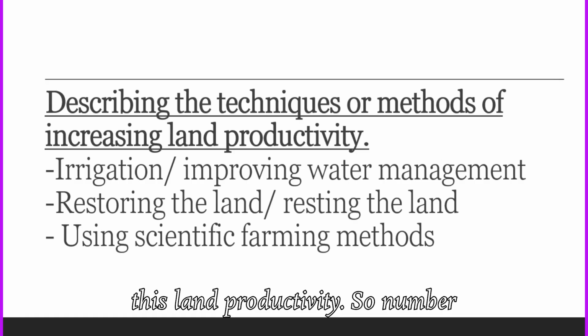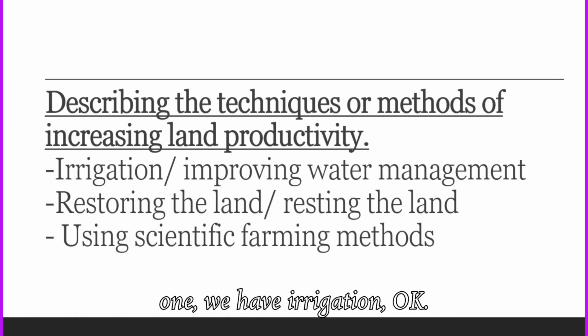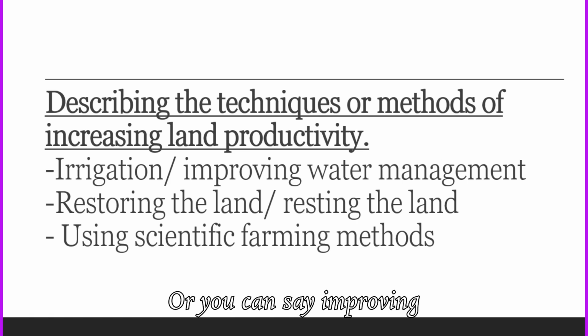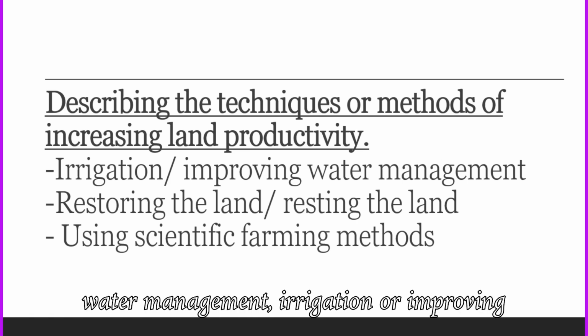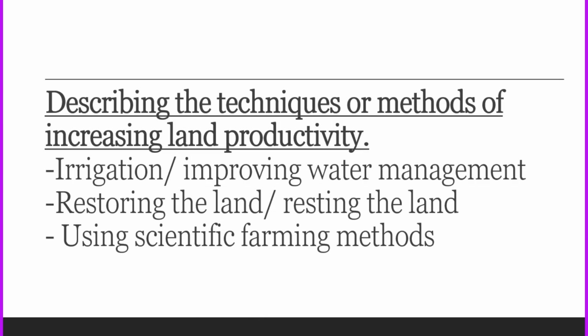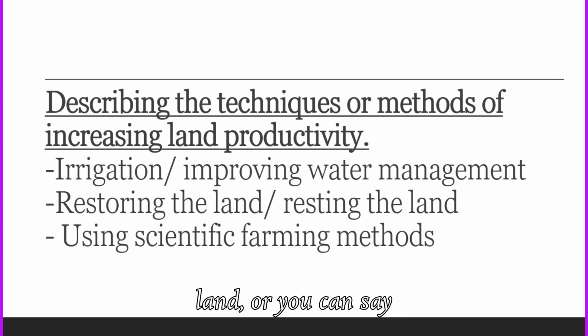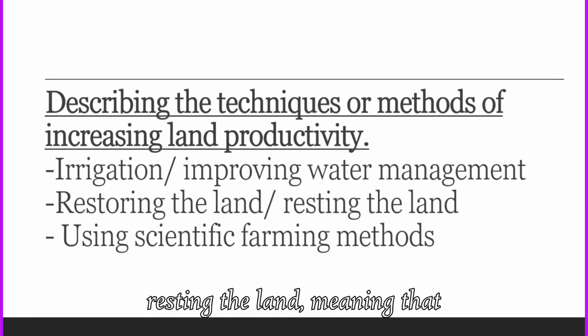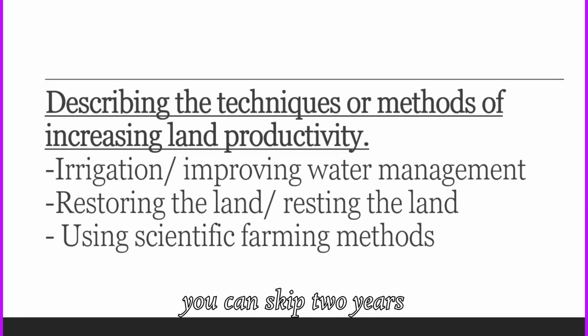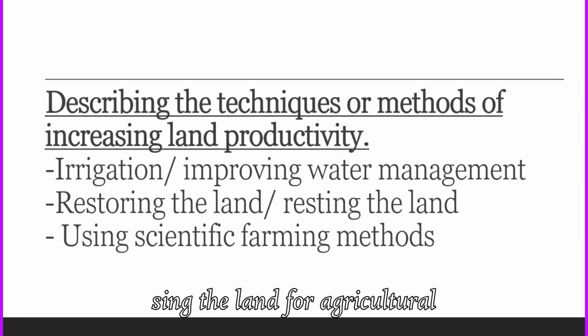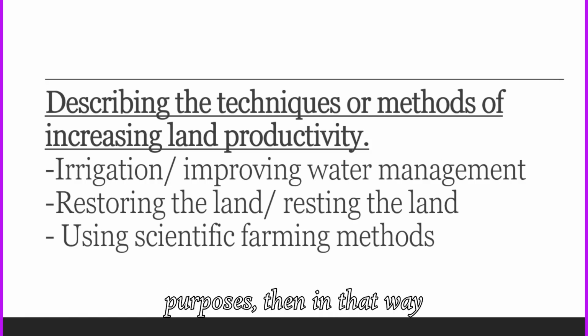So number one, we have irrigation, or we can say improving water management. Irrigation or improving water management can increase land productivity. Point number two, we have restoring the land, or you can say resting the land, meaning you can skip 2 years without using the land for agricultural purposes. Then in that way, you are resting the soil.